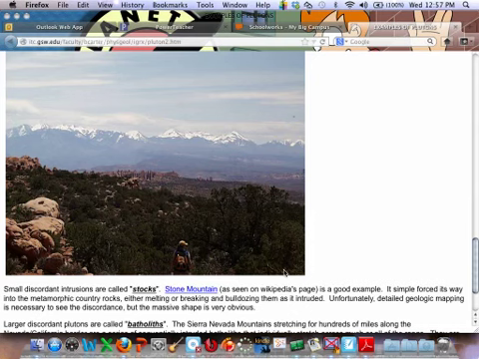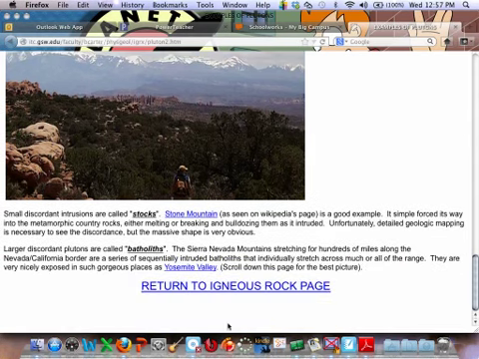How many of you guys have seen Devil's Tower? Or have you seen pictures of it? Okay. I think it's in Wyoming. I'm not positive, but I'm almost positive it's Wyoming. We'll see a picture of that as well. Okay, so those are all examples of plutons.